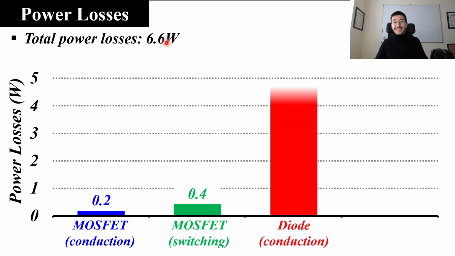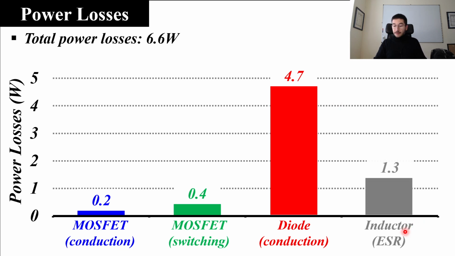Then we have the diode. Remember that in the diode, we focus on the conduction because we consider that switching losses on the diode are negligible. And in this case, the value that we obtained was 4.7 watts. This is the main contribution to the final value. So this is something that we will try to improve in future designs.